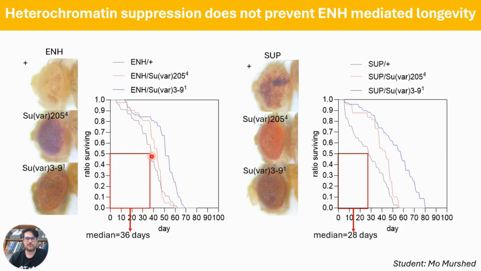Yet, when we do that, they still appear to live relatively long. The ENH flies live longer than the SUP flies, even when we introduce these suppressor of variegation mutations, which suggests that having enhanced heterochromatin levels alone is not sufficient to promote longevity.